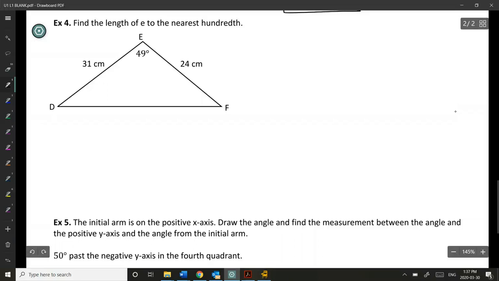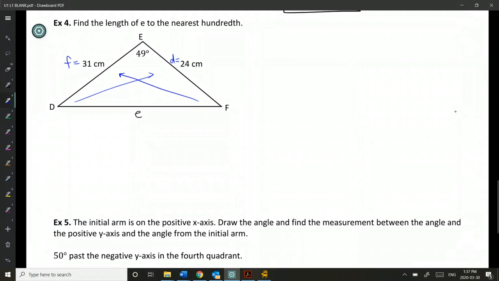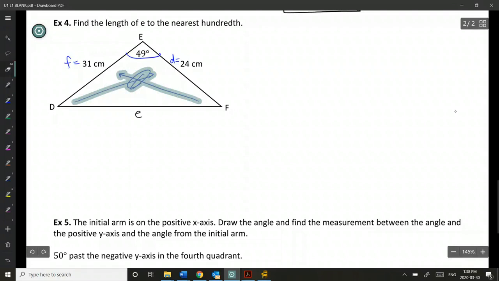Okay, find the length of E to the nearest hundredth. So this is little e. Across from angle D is little d, and across from angle F, lowercase f. So here I have two sides and that included angle or contained angle that we talked about. It's in between the two sides that we know.